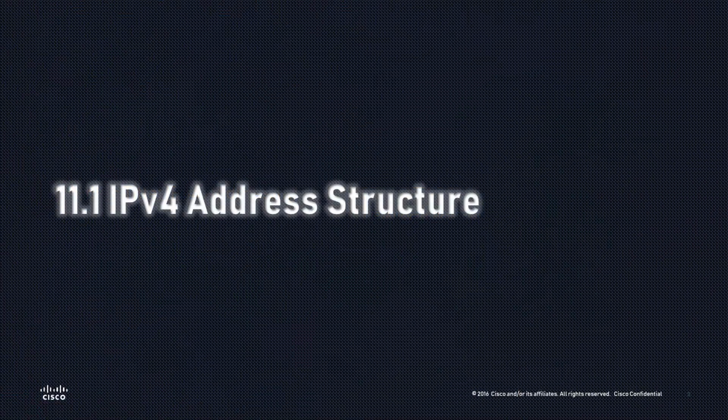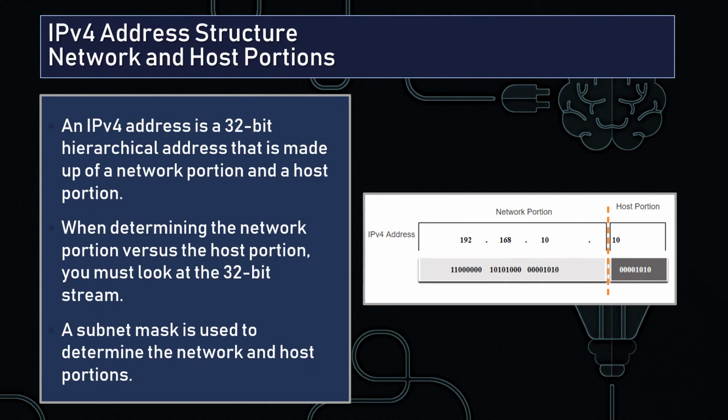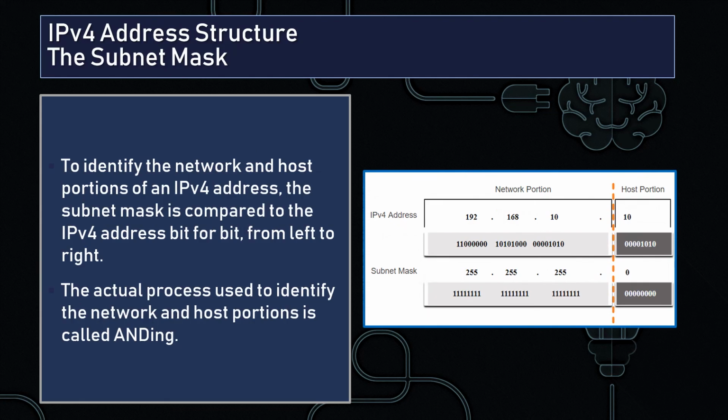So let's get into address structure. An IPv4 address is a 32-bit hierarchical address that is made of a network portion and a host portion. We determine this using a subnet mask. To identify our network and host portions, we compare bit by bit from left to right. The first time we hit a 0, that initiates the beginning of the host portion.